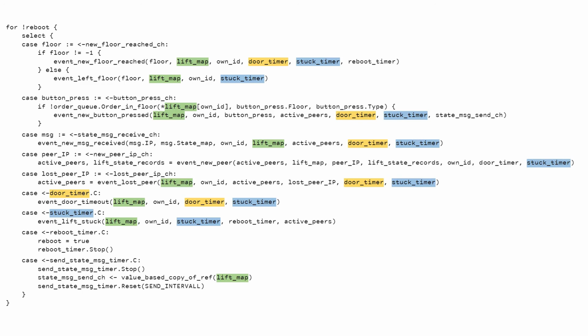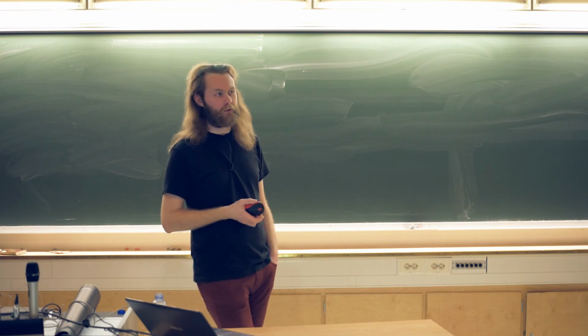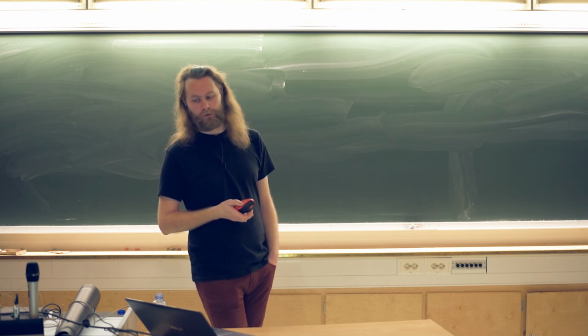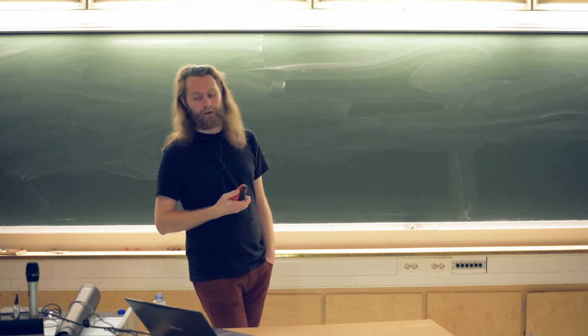So, for example, case lost peer IP, which is roughly in the middle. When we lose a peer, the thing that handles the loss of a peer needs the door timer and the stuck timer. And the question is why? Well, if we lose a peer, we might need to take over its order. And when we take over its order, we might start moving, in which case we need the stuck timer. Or we might need to close the door, or open the door rather. In that case, we need the door timer.